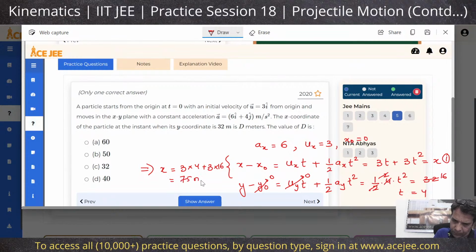Sir, 60 is coming. Oh, have I made a mistake here? Yes, this is 60. You're right. This is 3 into 20.